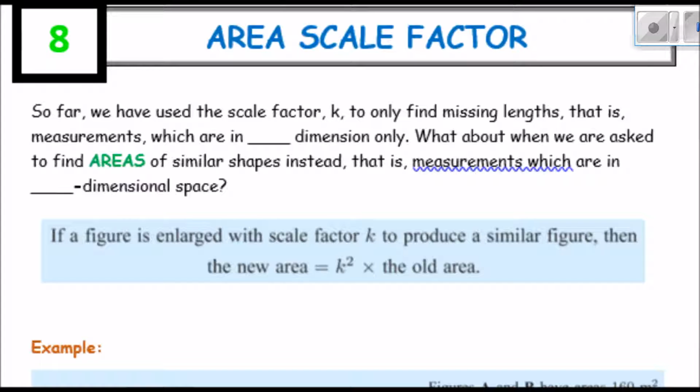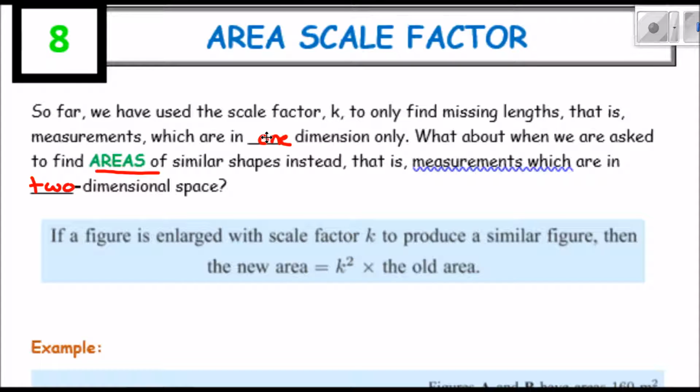That is measurements which are in one dimension only. So measurements, when we're talking about length, how many dimensions is that? This is one dimension only. So what about when we're asked to find, instead of one-dimensional lengths, areas of similar shapes instead? That is, measurements which are in 2D space, so two-dimensional space. So the fact that there's two dimensions plays a part in the maths, particularly in terms of this thing here.